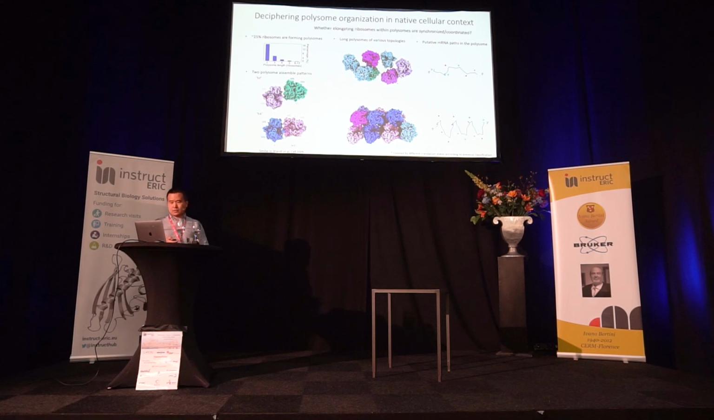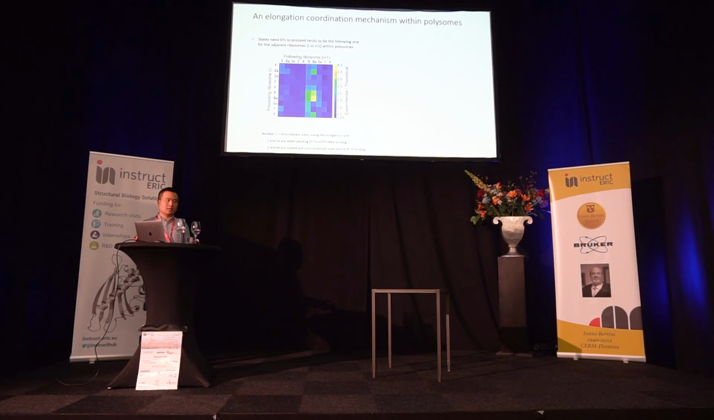And with this, there is a long-standing question within this polysome research. That is, when ribosomes within the polysome are elongating forward, are their elongating states synchronized or coordinated or not? So very clearly from these images, you can see that on the overall level, there is no synchronization. But when we look at the local level, we found there is regional coordination.